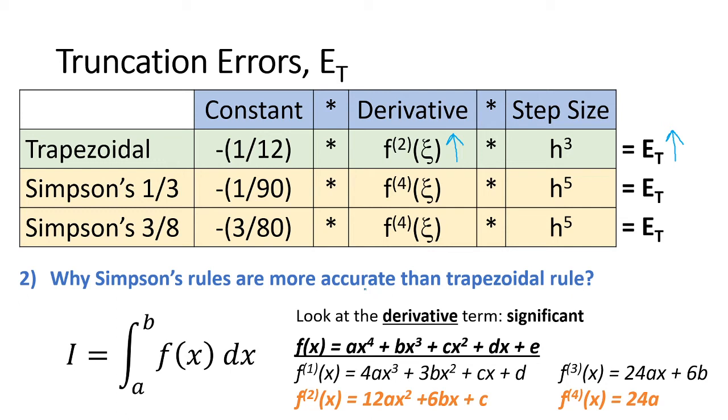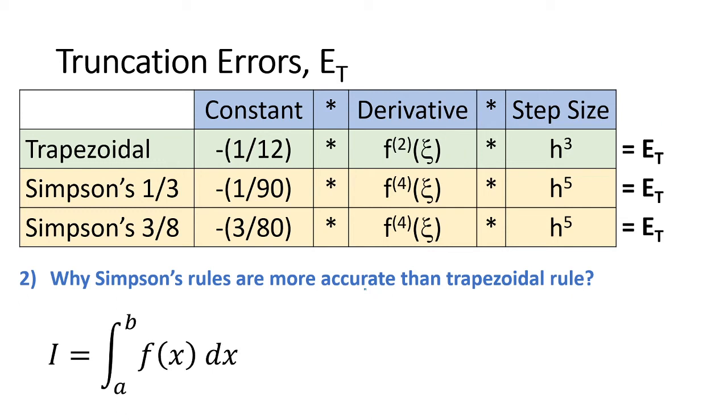Next, we are going to look at the step size term. Okay, so same thing, because we are comparing the trapezoidal and Simpson's rule, we are still going to base it on the same function to be integrated and single application of these 3 methods. So looking at the step size, it will be more significant. Let's look at why is it so.